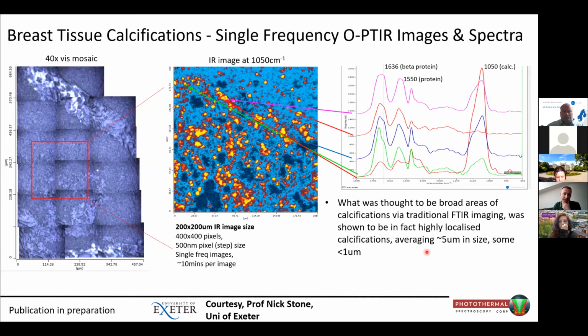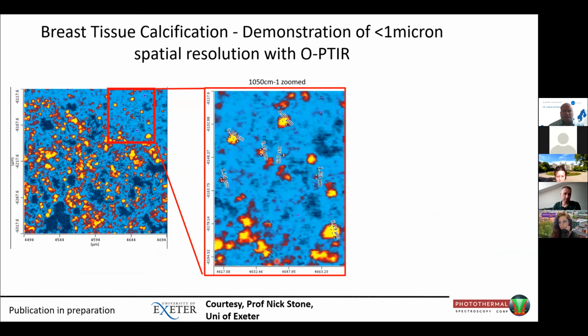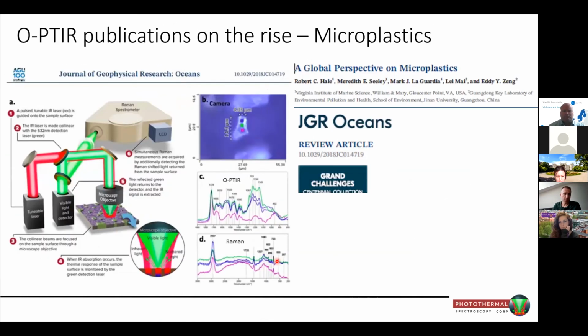But some of these are 5 microns, some of these are under 1 micron. So it's no surprise that at 1,000 wave numbers, FTIR can't see this, because with FTIR, you're probably at 10, 11, 12 microns of resolution, and you won't be able to see any of this. I'm going to skip through these quickly because I know there's time pressures.